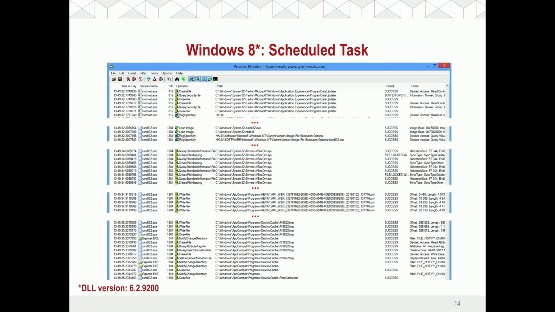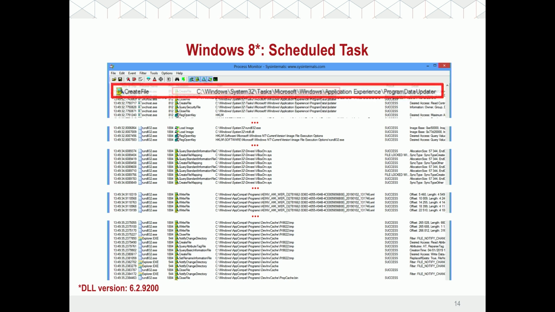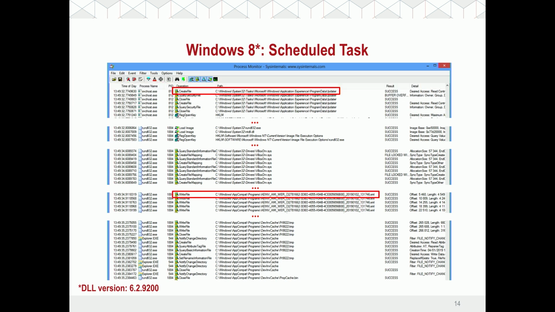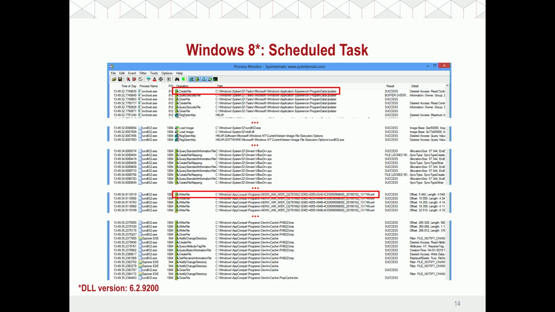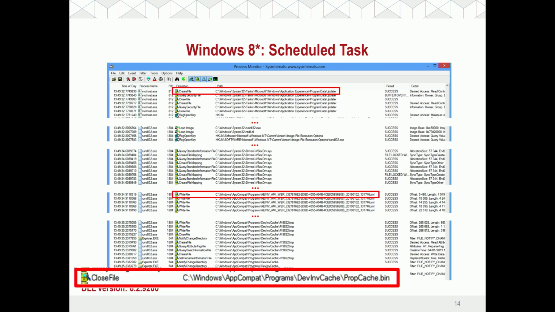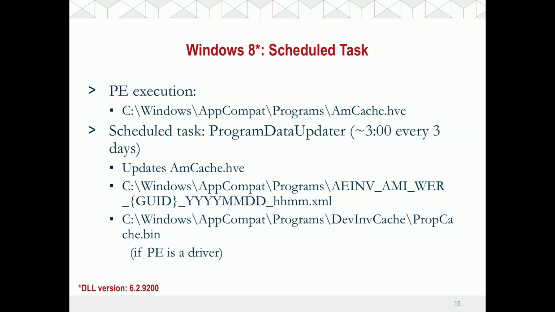Second moment, the scheduled task. So program data updater, it's going to write 2 files. One of them is an XML file. It's not the same as for Windows 7. It has AMI in the file name, so that's not the same. And then second file, propcache.bin. This will only contain drivers. So if you haven't installed a driver, it's not going to fill this file.